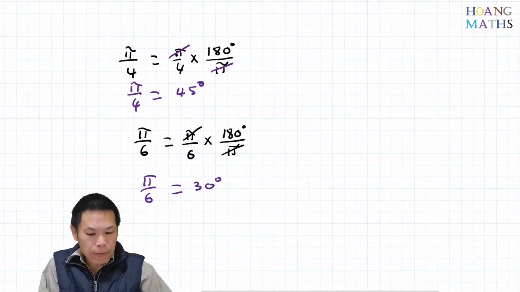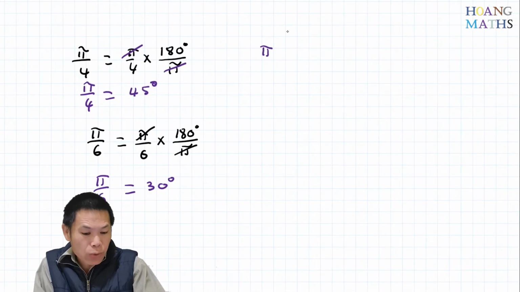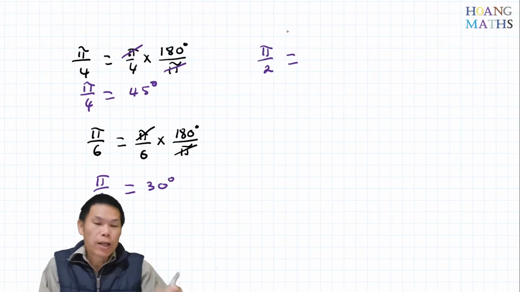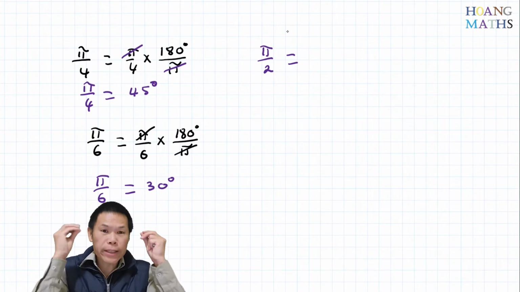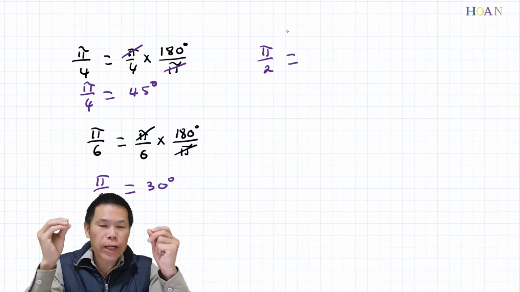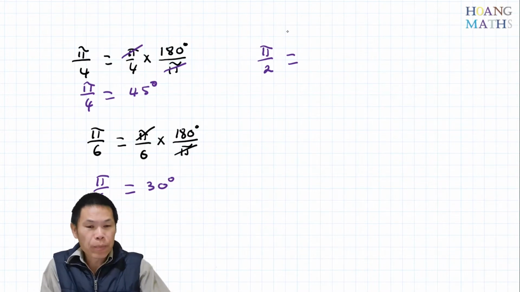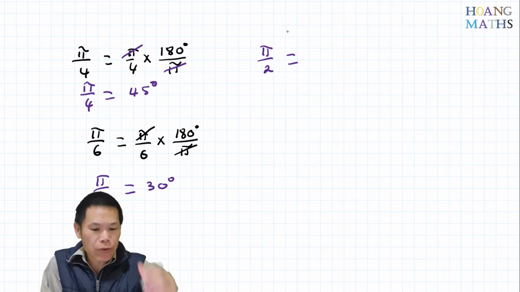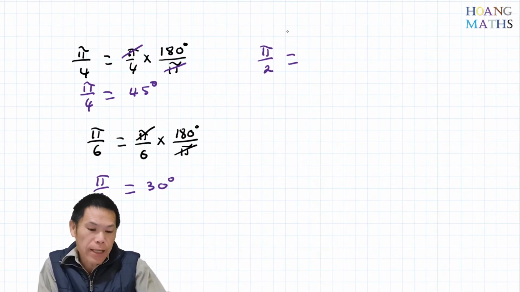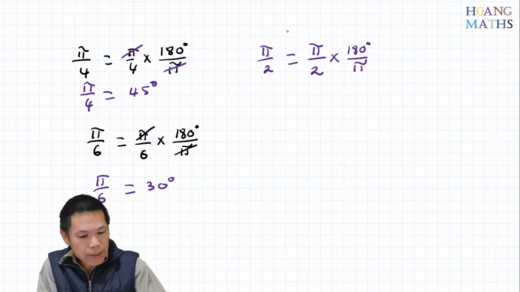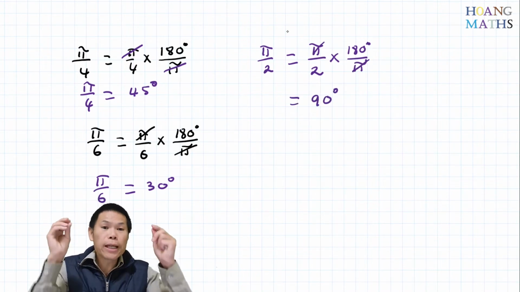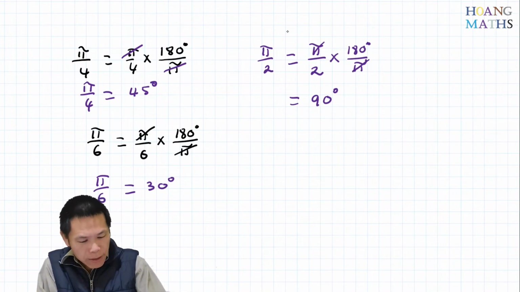How about this one here? Pi over 2. Again, remember we want degrees, so we times by 180 degrees over pi, because 1 pi is 180 degrees. Just remember that, okay? Over 2, I times 180 degrees over pi. That cancels out, and that gives me 90 degrees. So pi over 2 is 90 degrees.